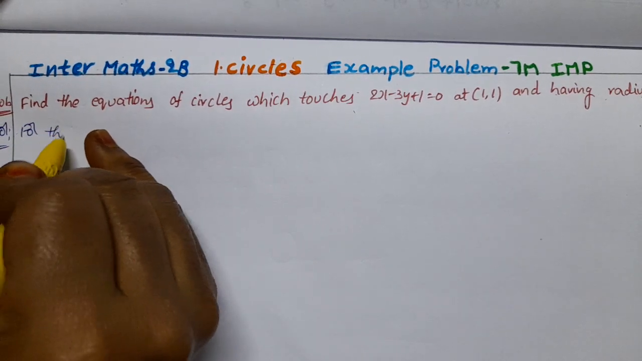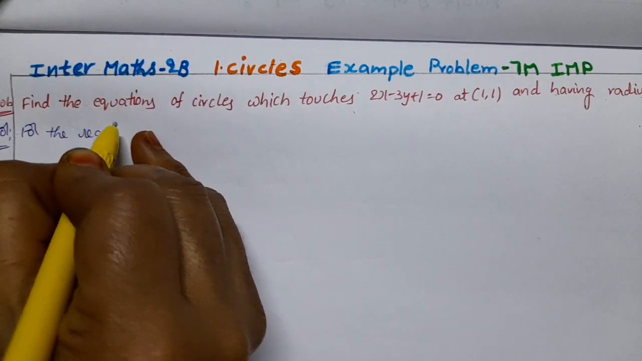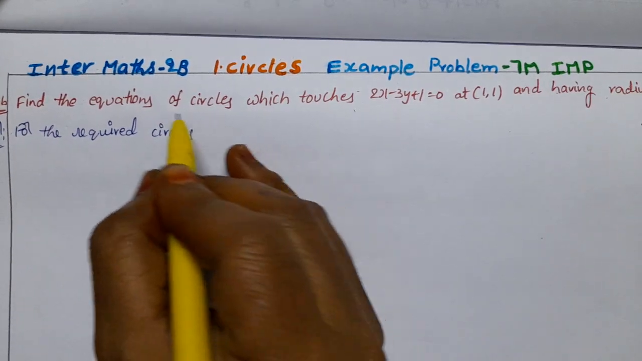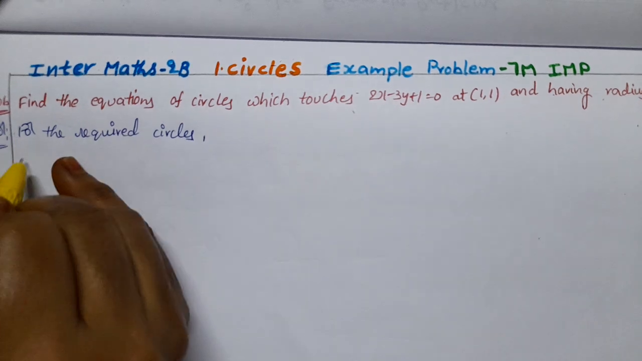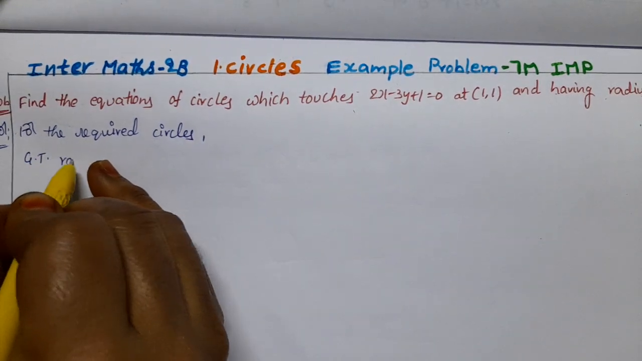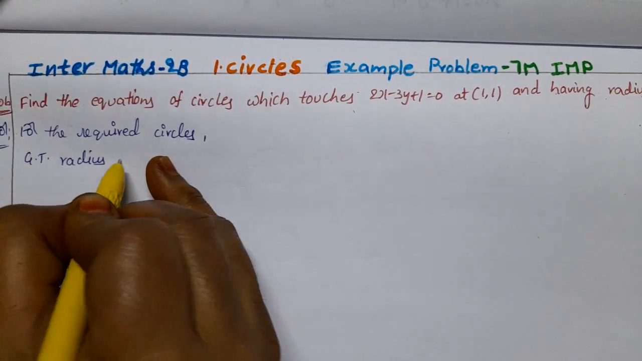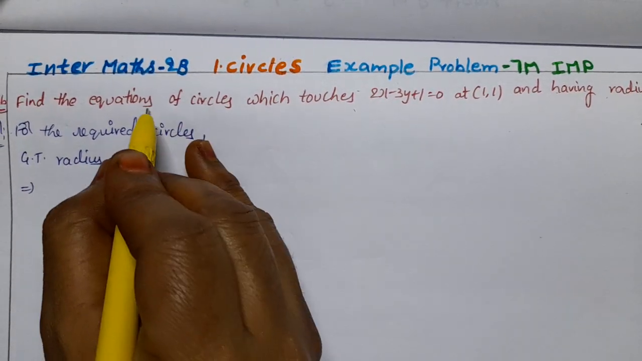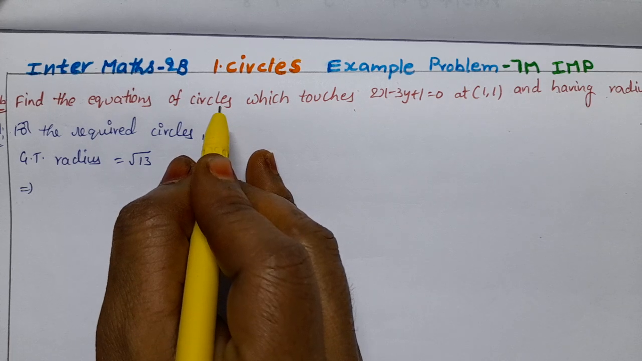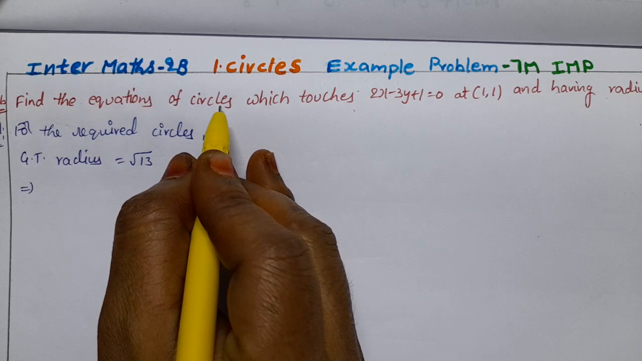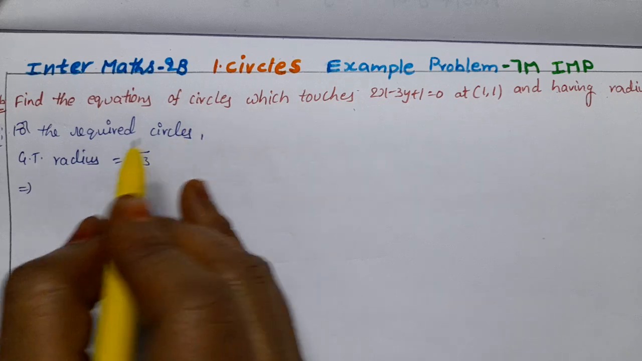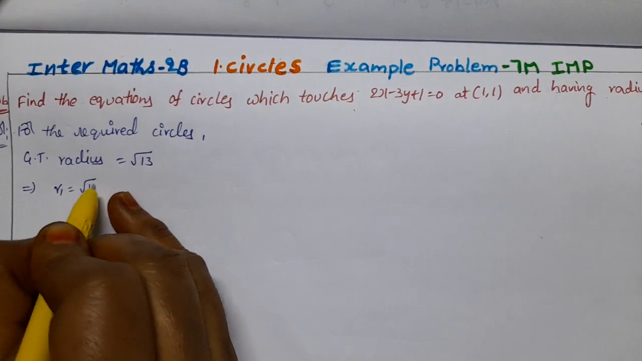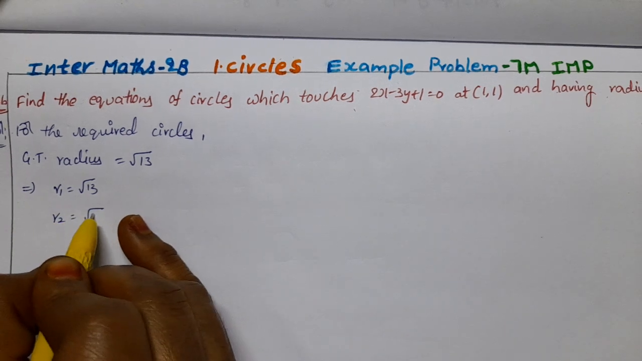For the required circles, we need to find the equations of circles given that the radius is equal to root 13. Equations of circles means this is plural. So here we have to find two equations of circles. For these two circles the radius is root 13, so r1 equal to root 13, r2 equal to root 13.